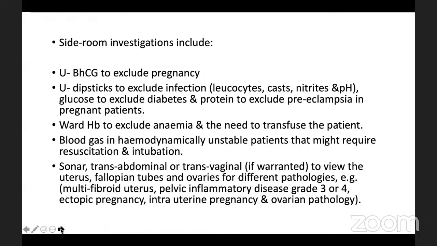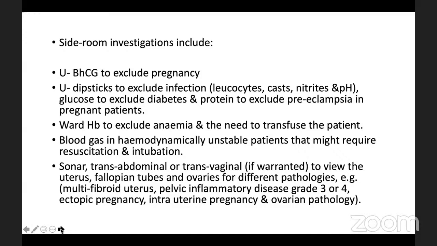Okay, so investigations. We start with the basic side room investigations. So every woman that presents to us, age 52 and less, maybe age 12 and more, we need to do a pregnancy test. And the reason why I'm saying 12 and more, we are seeing a lot of girls now that are falling pregnant early, and also issues of sexual abuse, and they won't be talking. Maybe they come with their issues, but they're scared to talk.